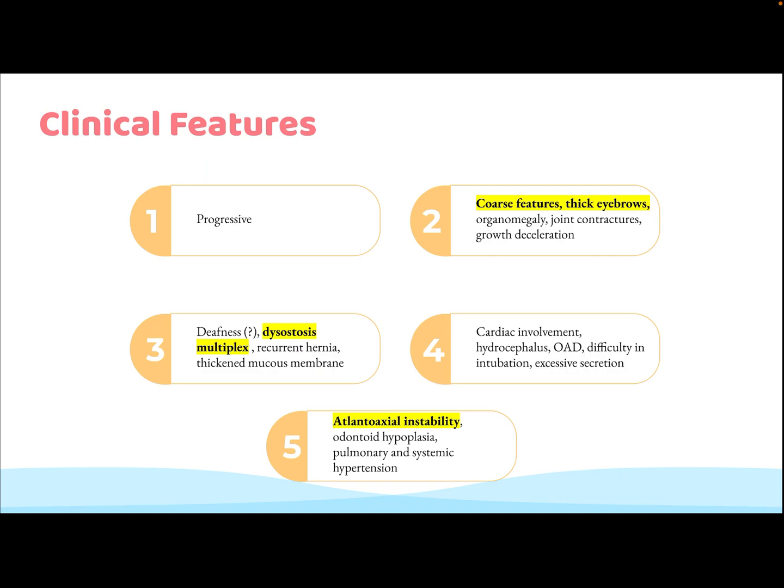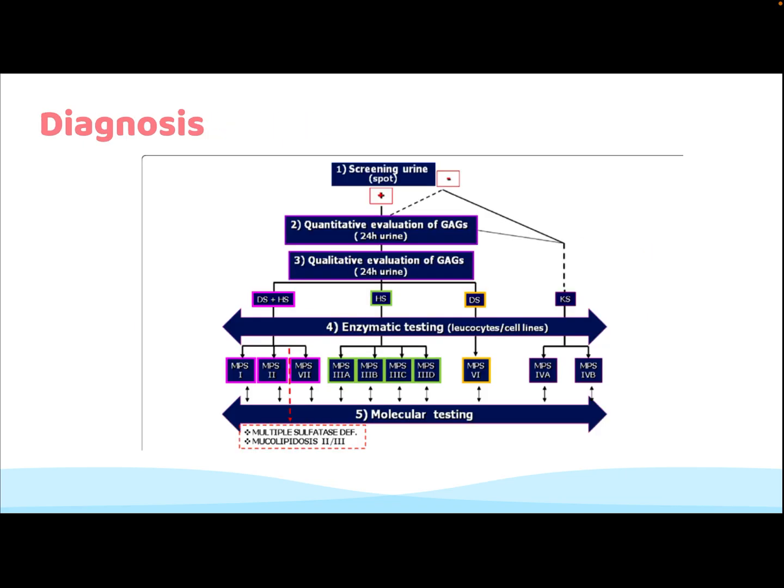So if you have a patient with mucopolysaccharidosis and they simply presented with upper limb numbness, muscle weakness, you have to do MRI to rule out cervical spine injury due to atlantoaxial instability. Odontoid hypoplasia and pulmonary and systemic hypertension as well. So these are general features of the mucopolysaccharidosis.